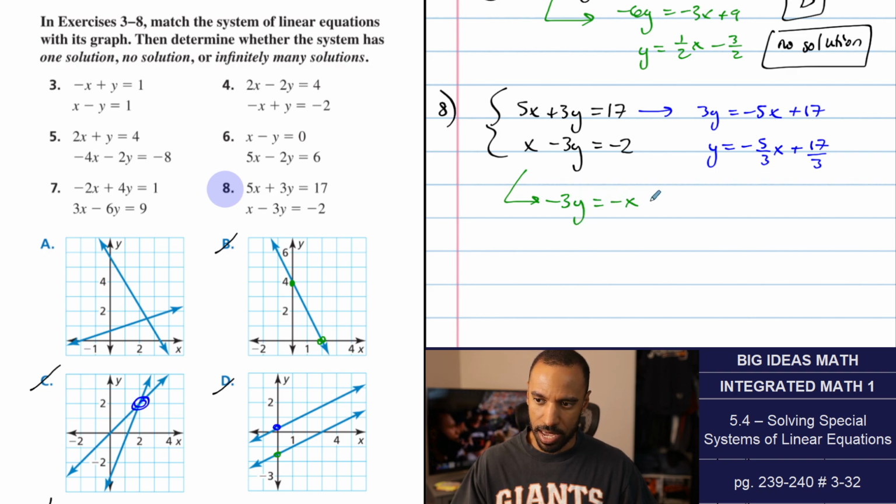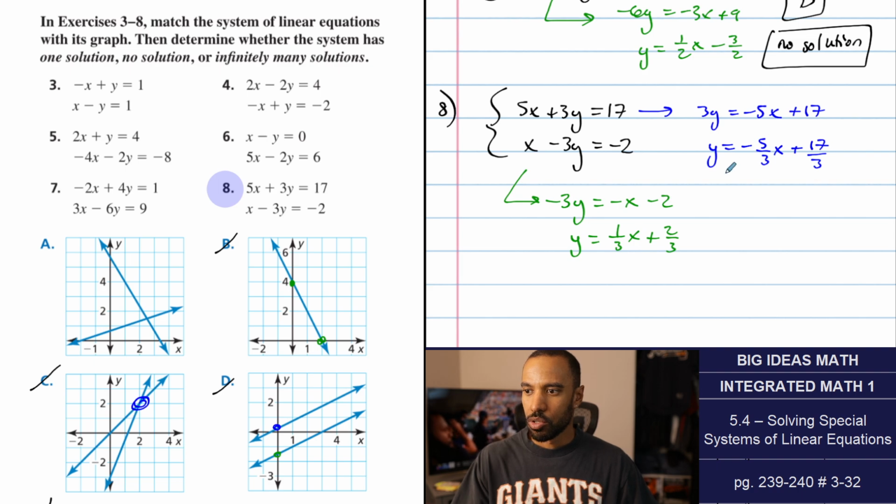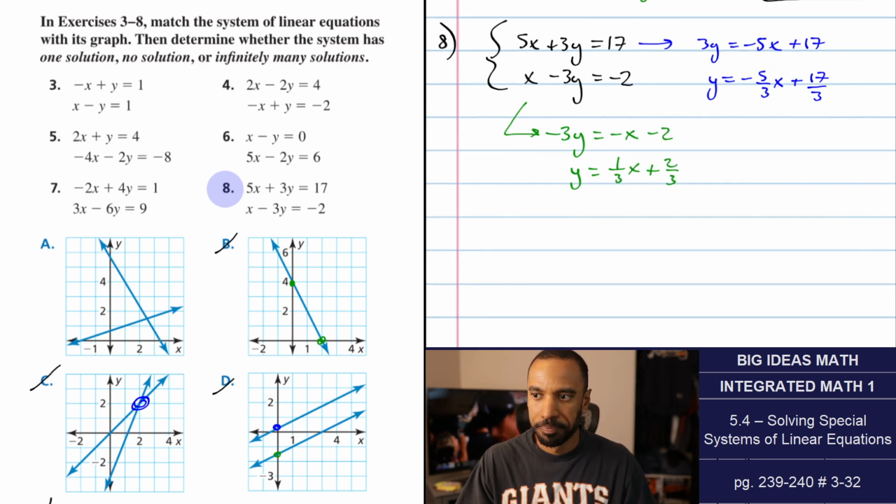Subtract x from both sides. Divide both sides by negative 3. Negative x over negative 3 is positive 1/3, and negative 2 over negative 3 is positive 2/3. So these are the two equations, clearly different slopes. The negative 5/3 x plus 17/3.